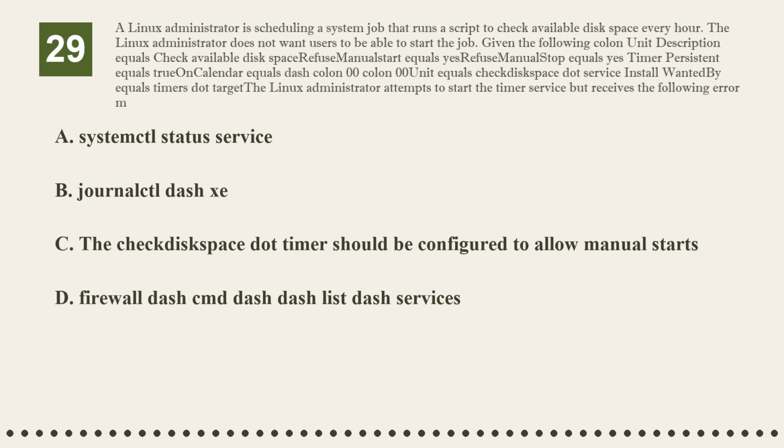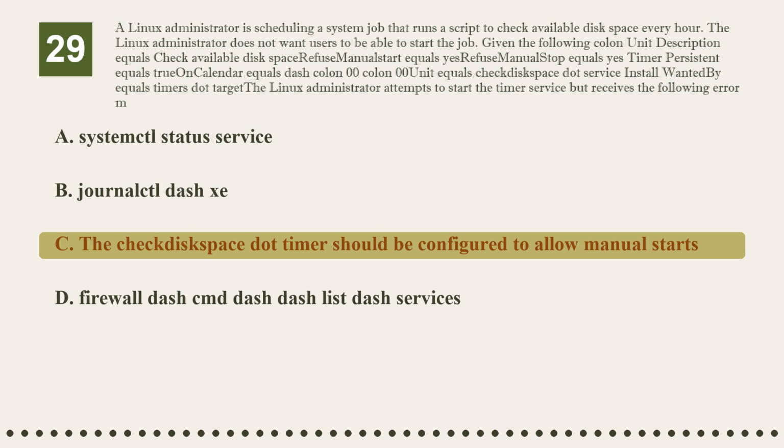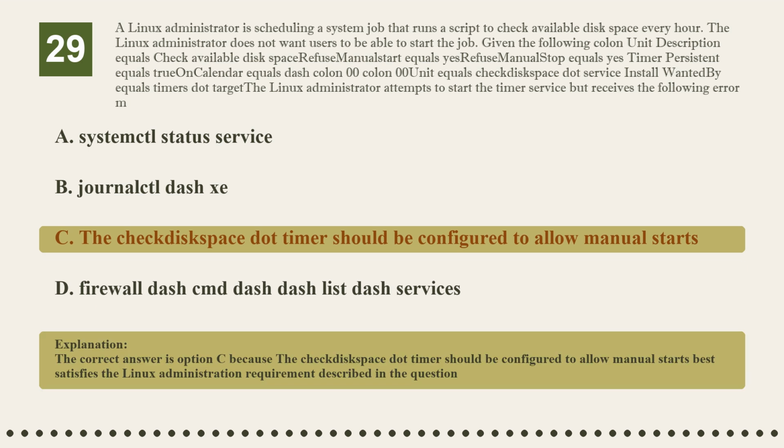Option A, systemctl status service. Option B, journalctl. Option C, the check disk space timer should be configured to allow manual starts. Option D, firewall-cmd --list-services. The correct answer is option C, the check disk space timer should be configured to allow manual starts. The correct answer is option C because the check disk space timer should be configured to allow manual starts best satisfies the Linux administration requirement described in the question.